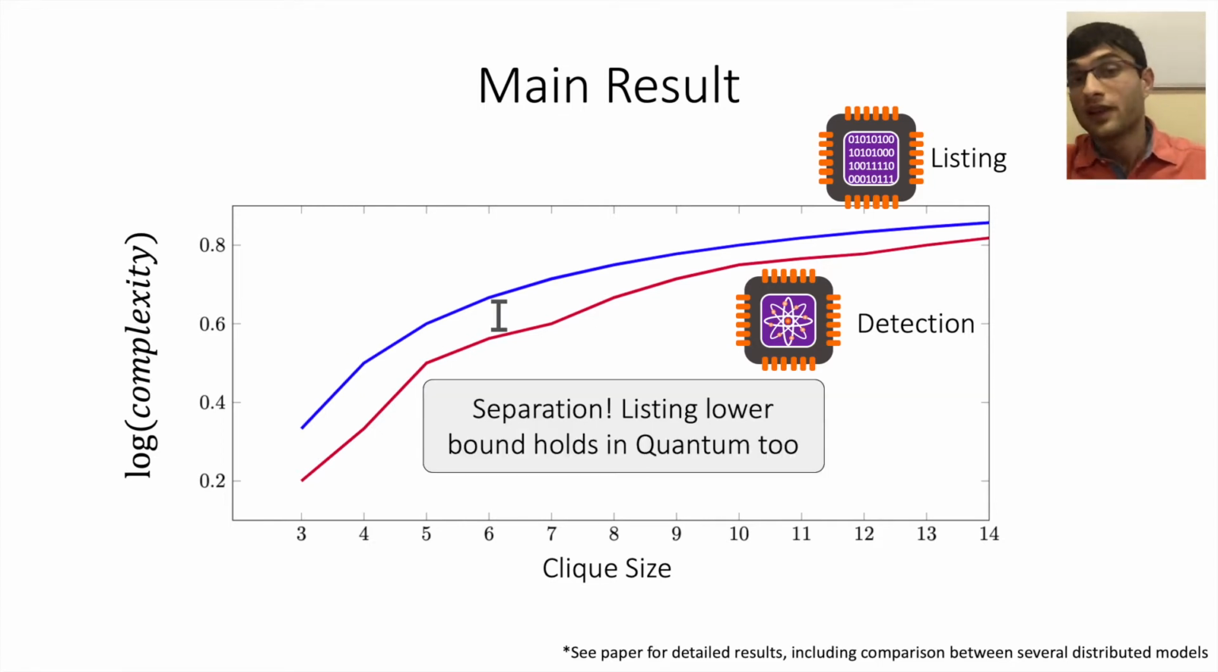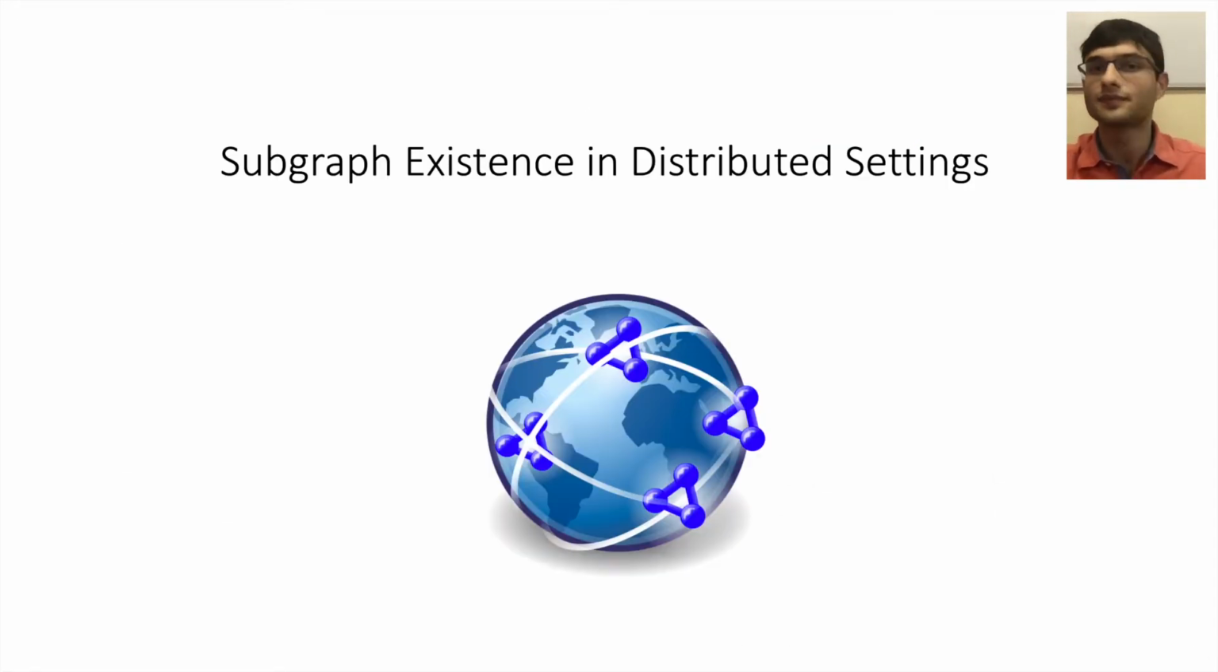Surprisingly also, this is a separation in the quantum setting, because the lower bound for listing actually holds and is the same as the blue line also in the quantum setting. That is, we show in the quantum distributed setting that detection of cliques can happen faster than listing. Such a separation is currently unknown in the non-quantum setting.